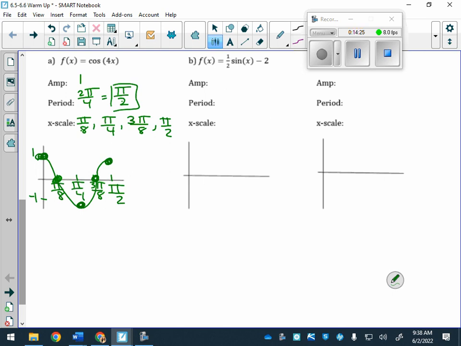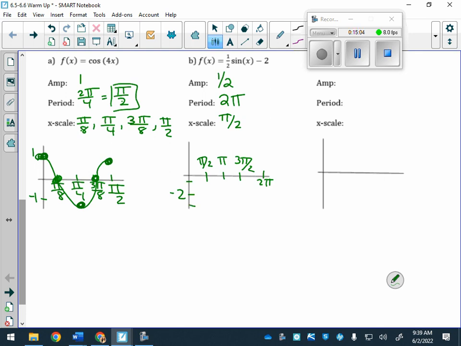Good. For B, what is our amplitude? A half. Good. What's the period? 2 pi. X scale: pi over 2, which is very similar to what we've been seeing. Pi over 2, pi, 3 pi over 2, and 2 pi. What is our midline? -2.